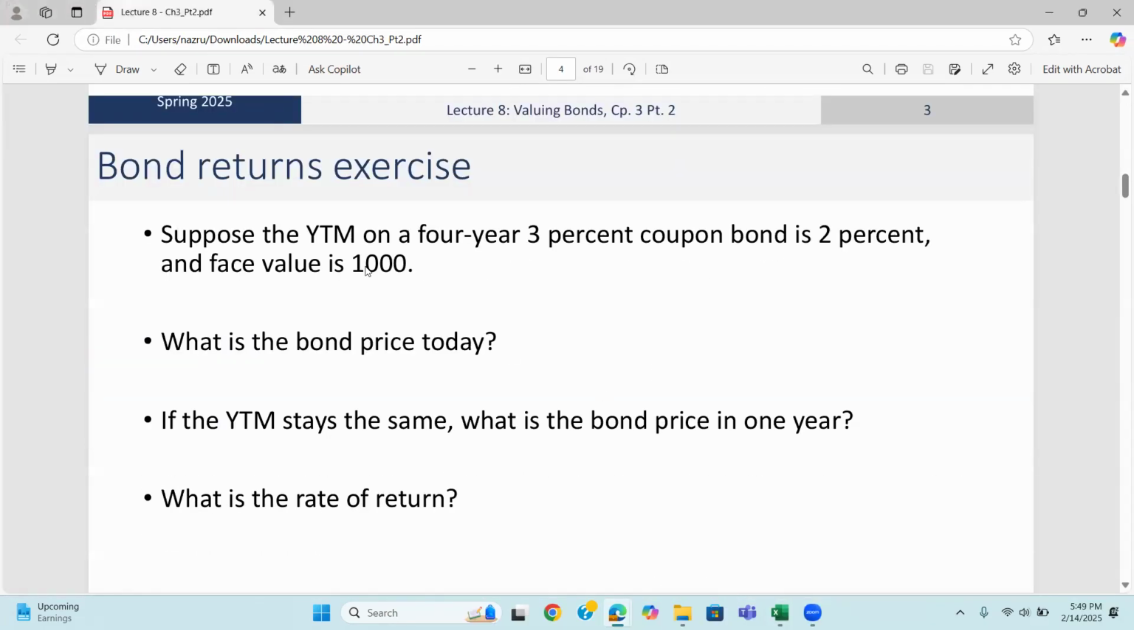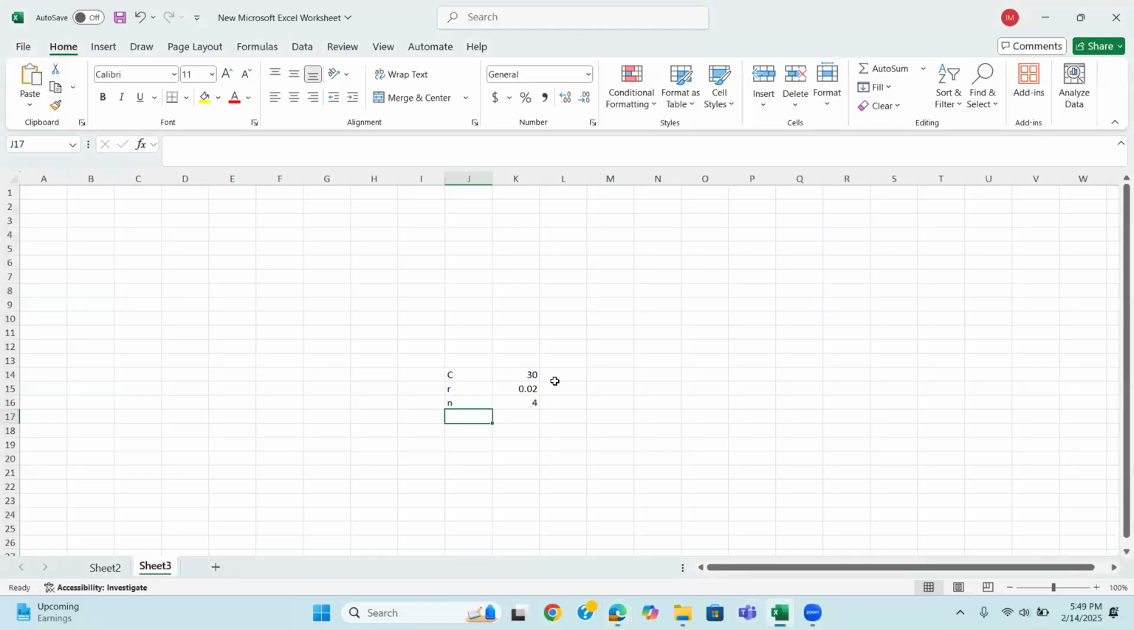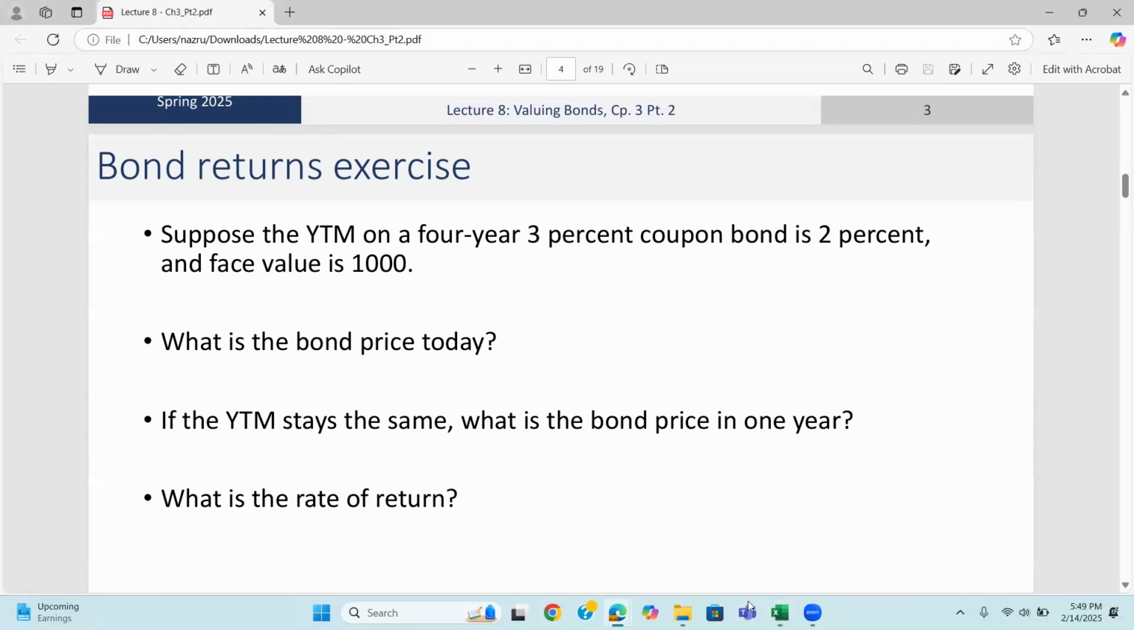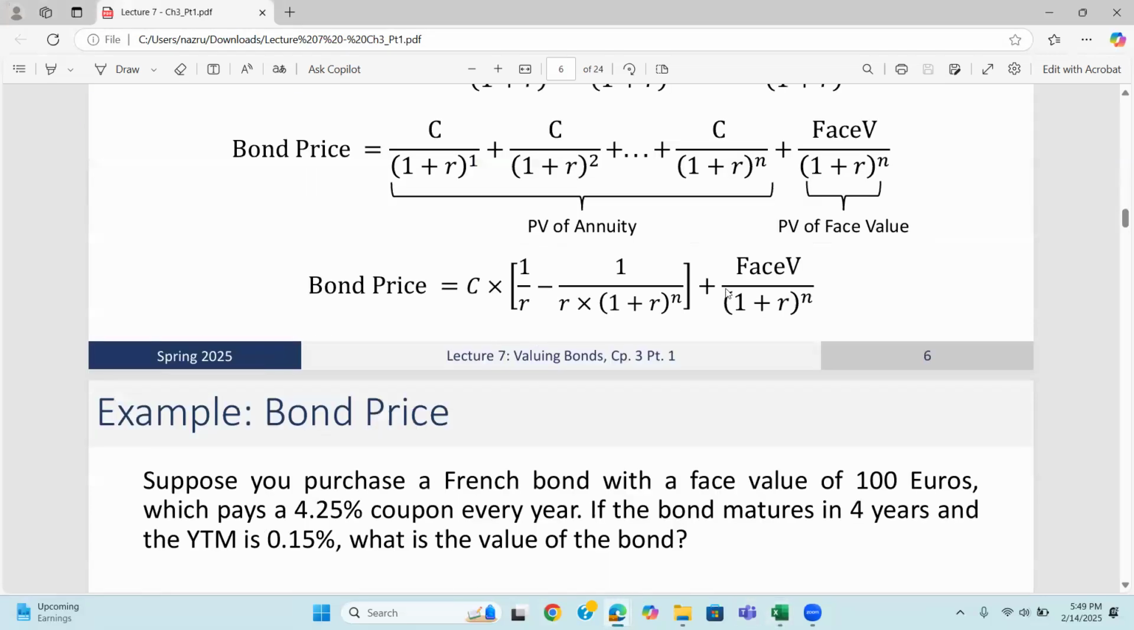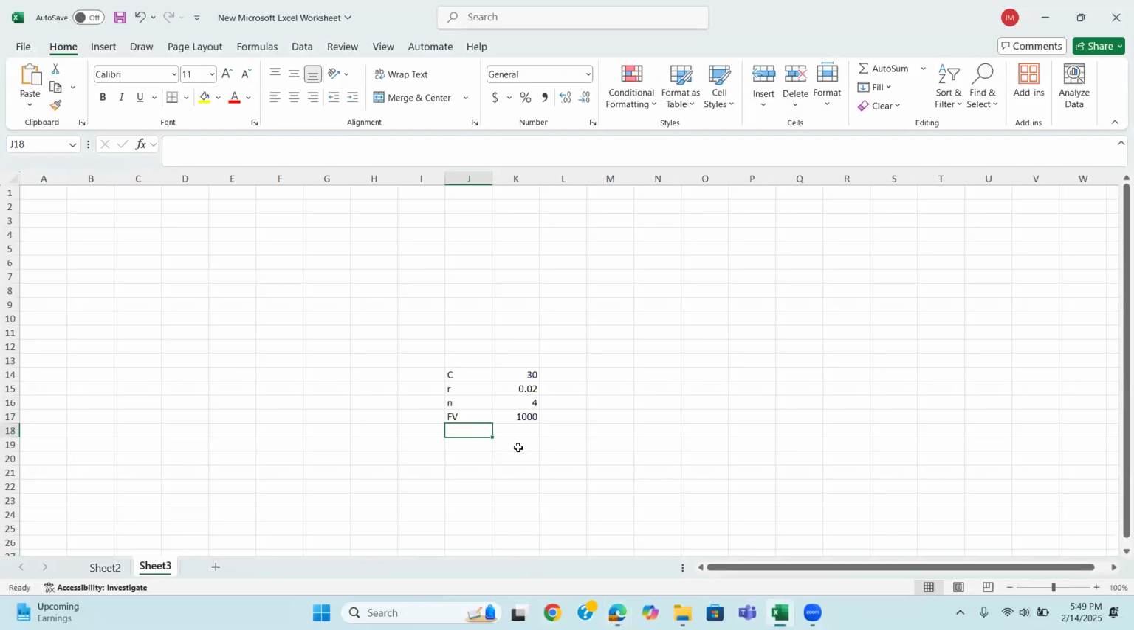So we have our face value 1000. So we just write face value here, 1000. All right, so now you have all the information to calculate your bond price. So let's do it in Excel.